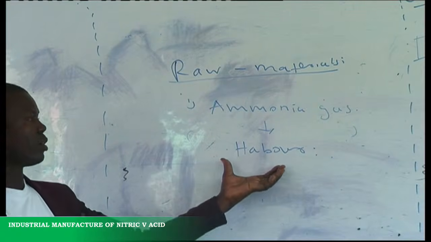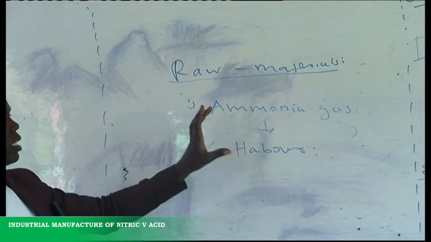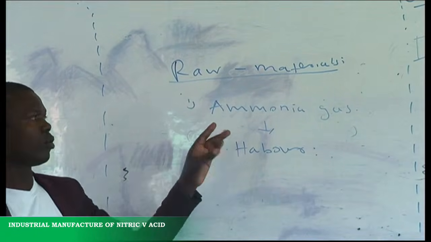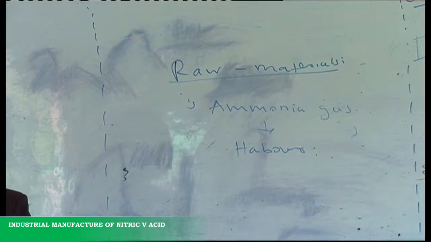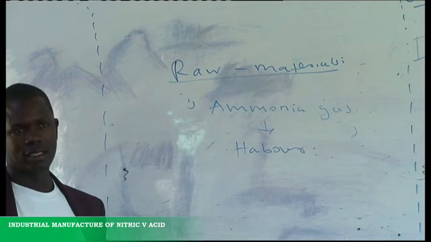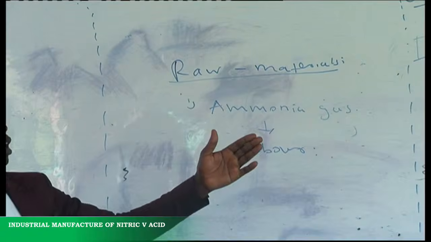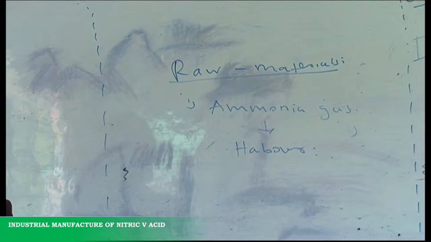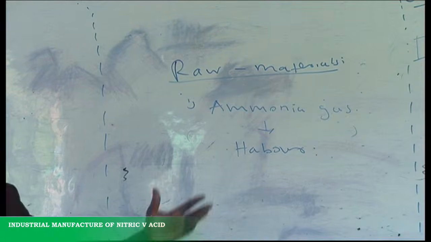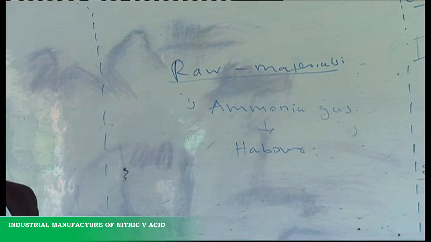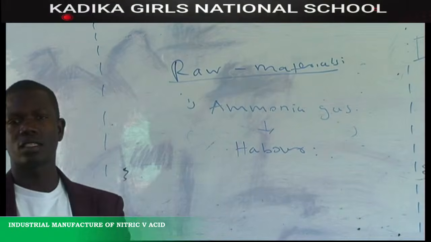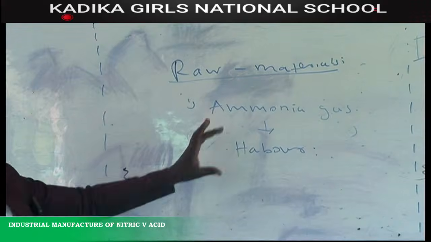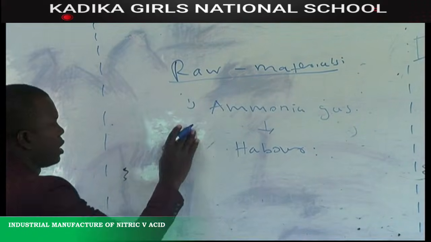So for us to manufacture nitric (V) acid on a large scale, we must use a raw material. The main raw material which is used here is called ammonia gas. Otherwise, we can obtain ammonia from other sources by decomposition of organic matter, but that helps us produce only a small quantity of ammonia gas, which cannot sustain this industrial process. So we use ammonia gas as one of the starting raw materials.